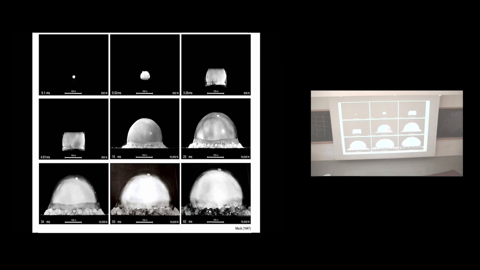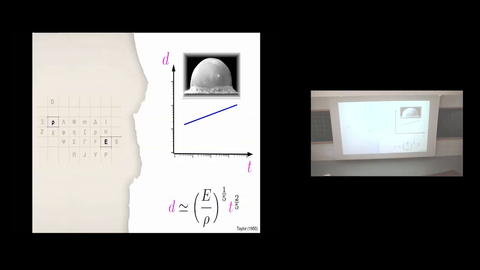I'll show you the real data after. In this case, what he saw was that the radius of the ball is growing as a power 2/5 of the time. Before we had 2/3 for the pinching droplet, and now it's 2/5. Why is it that in the case of the pinching droplet we had 2/3, and here we have 2/5?